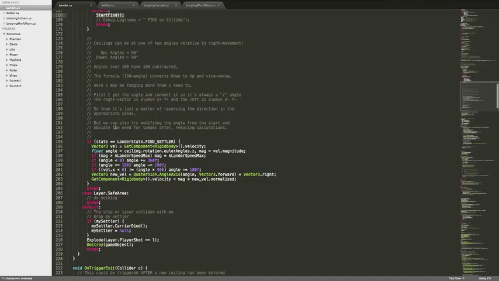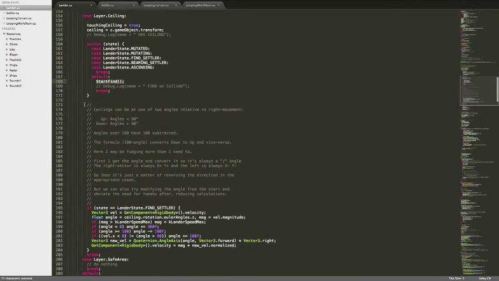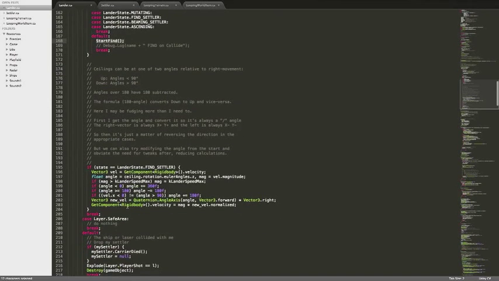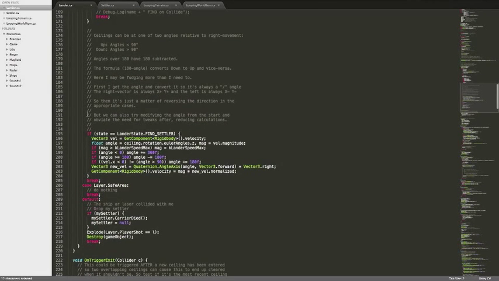If the state is now find settler, it's running. So say it was already find settler, that's fine too. Then I have a big comment here explaining it, but I'll just give a little overview. I take its original velocity because we want to preserve that. I take the angle of the ceiling it ran into on the z-axis, which is how I rotated it. I take its magnitude, that is to say the magnitude of the velocity.